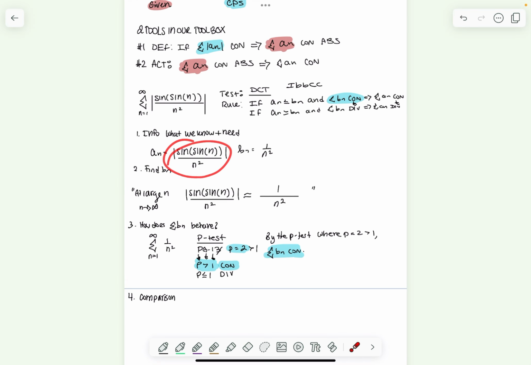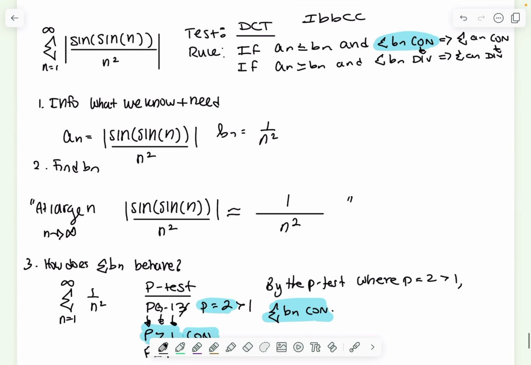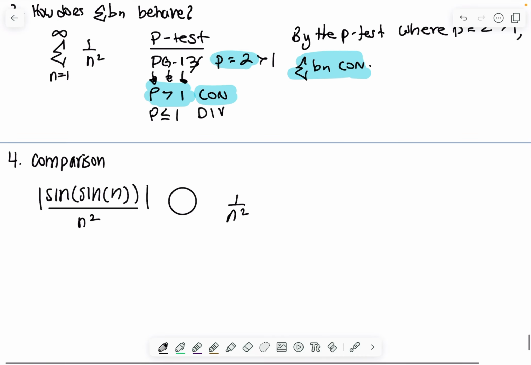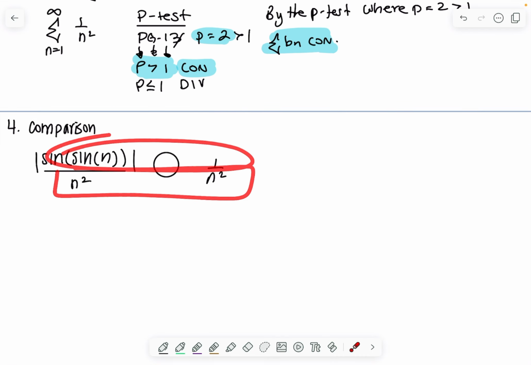So my A of n is this. Put a little circle here. My B of n is this. By the way, technically it was absolute value of 1, but then absolute value of 1 is 1. And now I compare. So which one is bigger? Well, they both have the same denominator, so you're really only comparing the numerators.